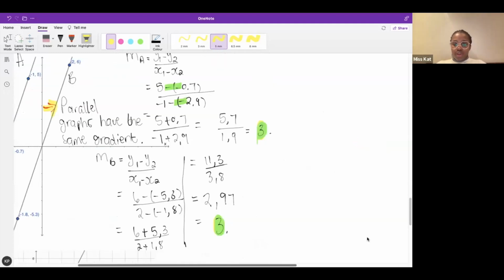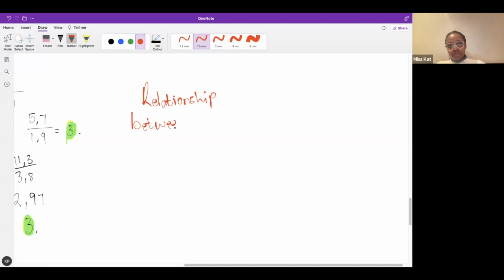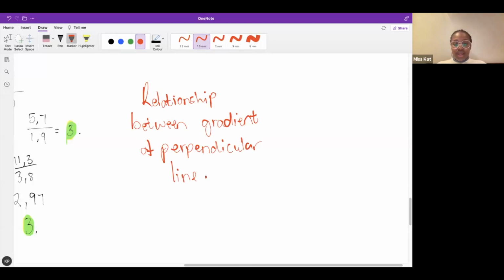Actually, let me give you guys homework. It's not going to be hectic. You're just finding out. Just Google when you have a chance. Go and find out the relationship between the gradients of perpendicular lines. So we did the gradient of parallel lines. I want to know the gradient of the perpendicular lines. How do they relate?